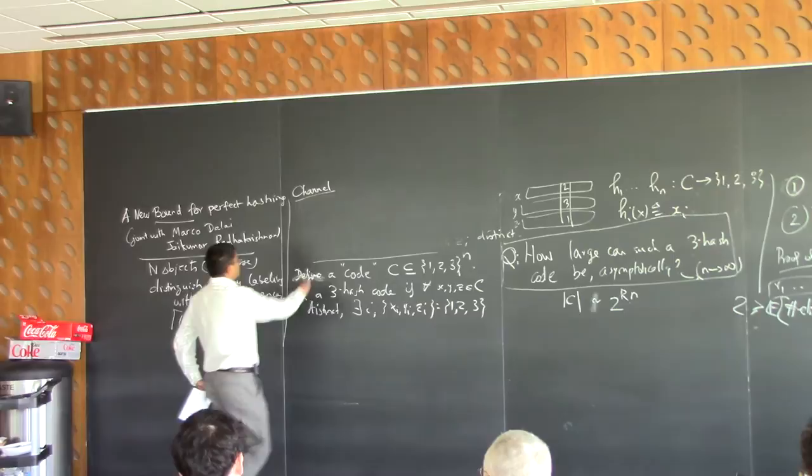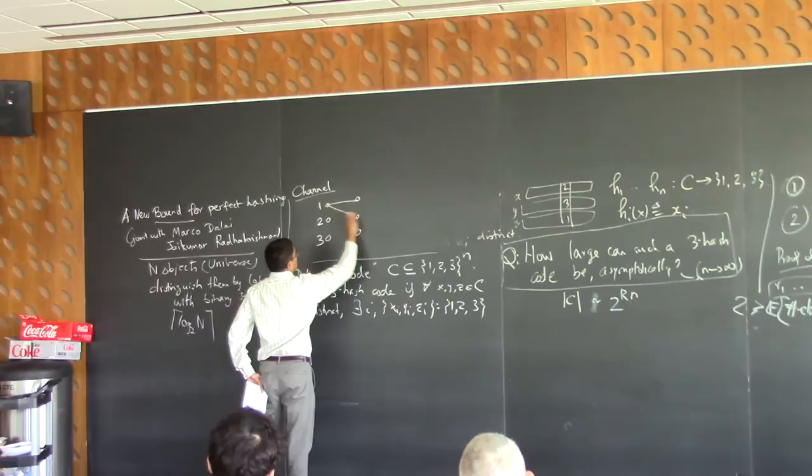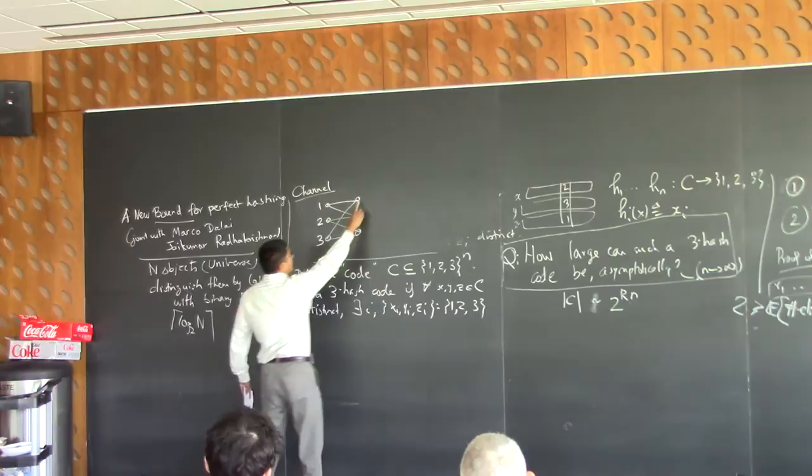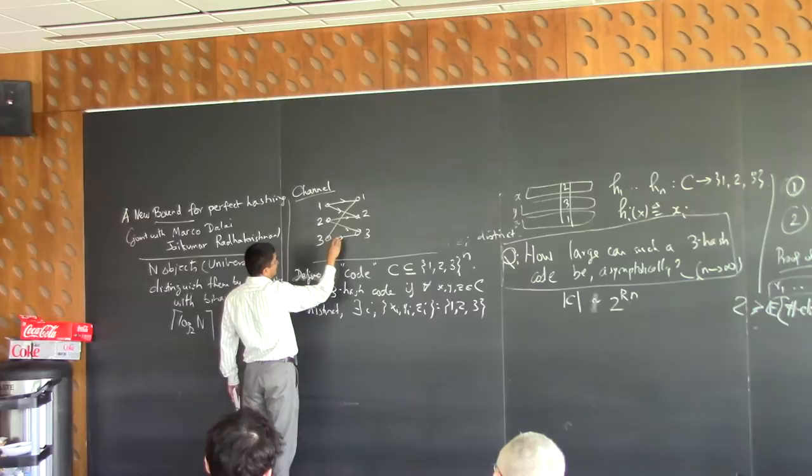So you can have the following channel where you input one of 3 possibilities and the output will be, you can do it various ways, but let me do it this way. When you send a symbol i, it can be received as i or i plus 1 mod 3. Okay, so this is 1, 2. So this graph basically means that when you send a 1, it can be received as 1 or 2. When you send a 2, it can be received as 2 or 3. When you send a 3, it can be received as 3.